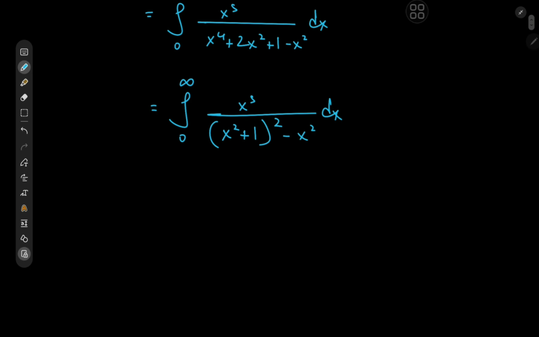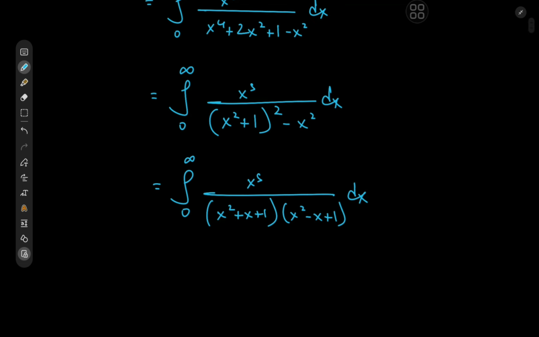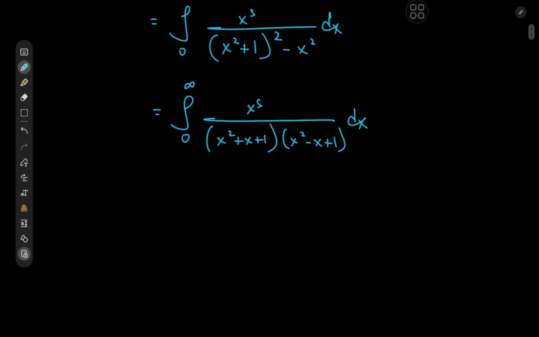Now, of course, we can invoke that classic a squared minus b squared identity. So we have the integral from 0 to infinity of x to the s divided by x squared plus x plus 1 times x squared minus x plus 1 dx. And now it looks like we need a partial fraction decomposition, which would be kind of boring, so we might as well work our way around it to get that partial fraction decomposition.